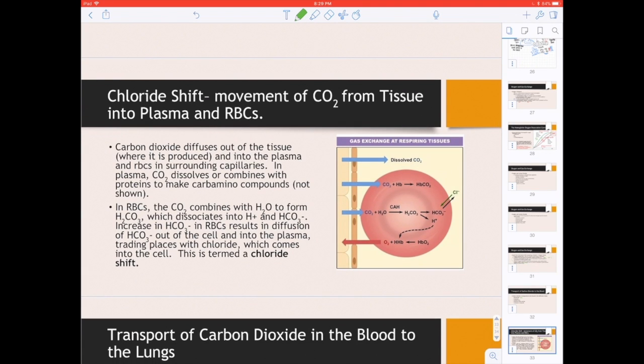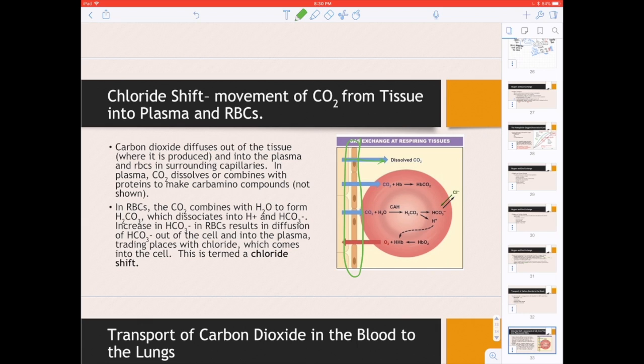Now I want to just briefly talk about something called the chloride shift. And this is how CO2 is going to move from the tissue, right? So remember, it's expelled out of the tissue as a byproduct of cellular metabolism into the plasma and also into the red blood cells. So carbon dioxide diffuses out of the tissue where it's produced. Right here, we're looking at the tissue. And it's going to go a couple of different ways. It can go into the plasma, and it can go into red blood cells via surrounding capillaries.